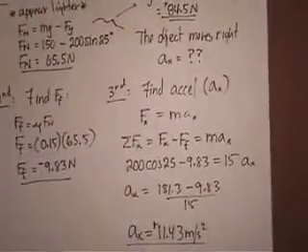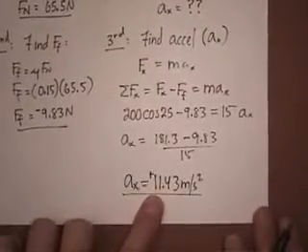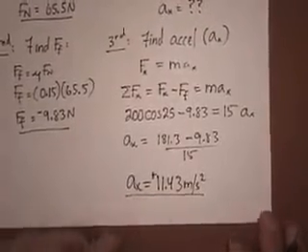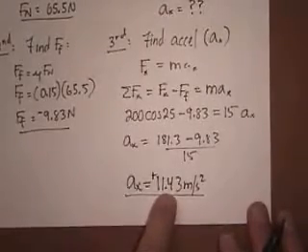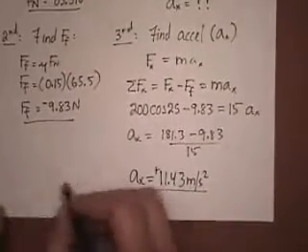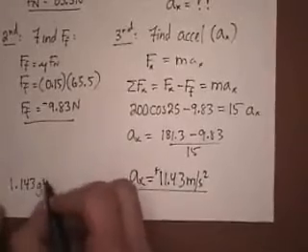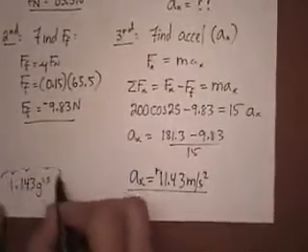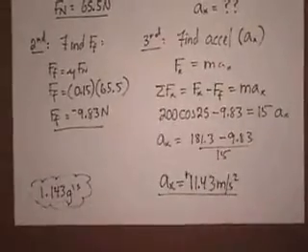I'll underline that. The last thing I could do, if you're ever asked to find your acceleration in terms of g's or gravities, is just divide this by the value of gravity. As a separate answer, if they wanted to know the value in g's, this would be 1.143 g's if they asked it. And they probably won't. There you go.